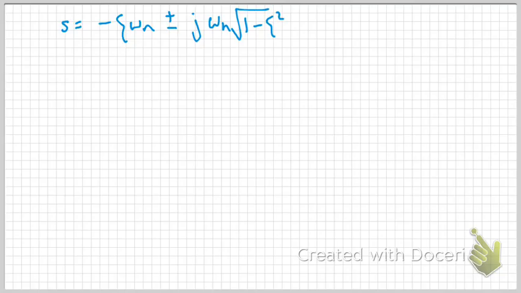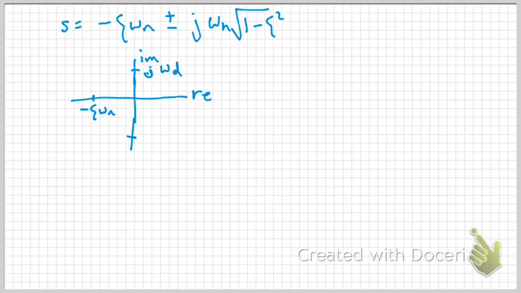Now, if we want to plot these, we'd have our real and our imaginary axis. Negative zeta omega n is the real component of our poles. And we have imaginary components at plus or minus j times omega n times the square root of 1 minus zeta squared. Last class we also referred to this as omega d, and we can go ahead and write this as j times omega d.